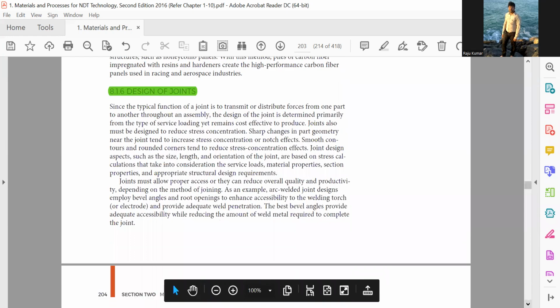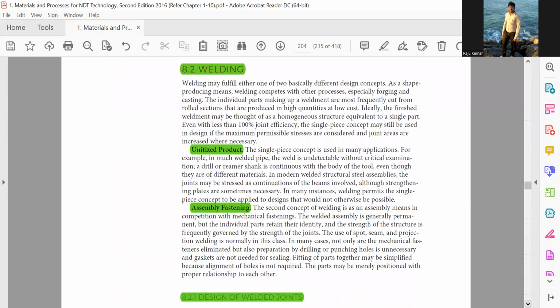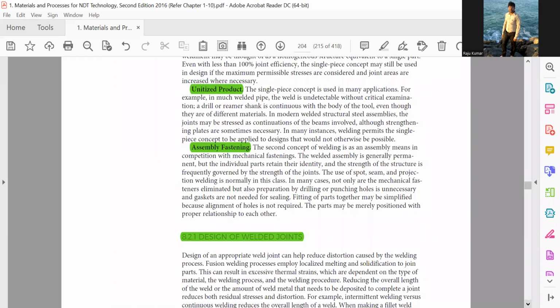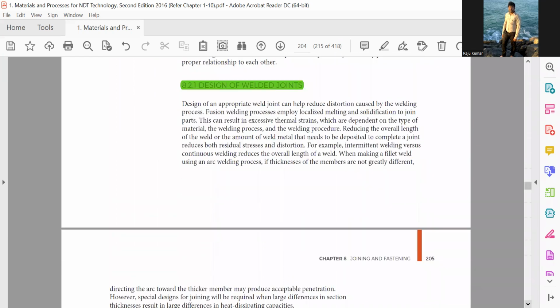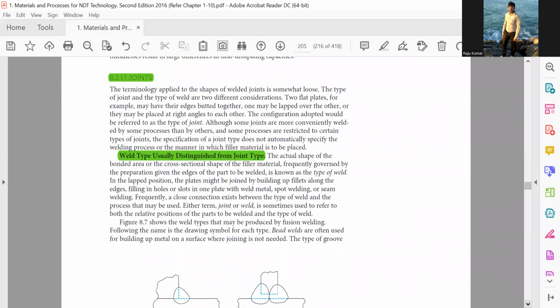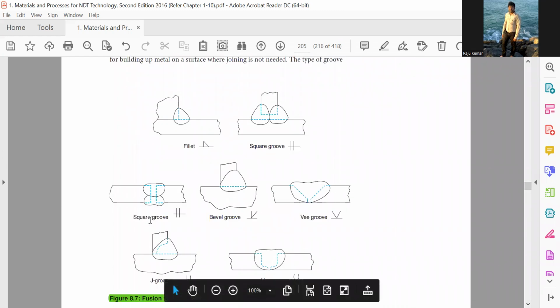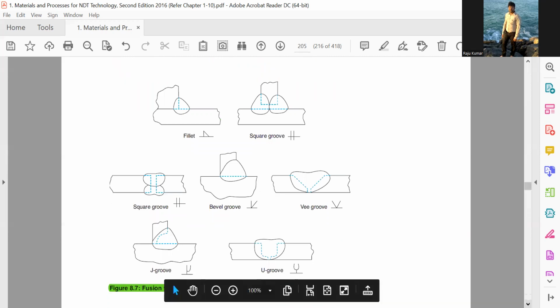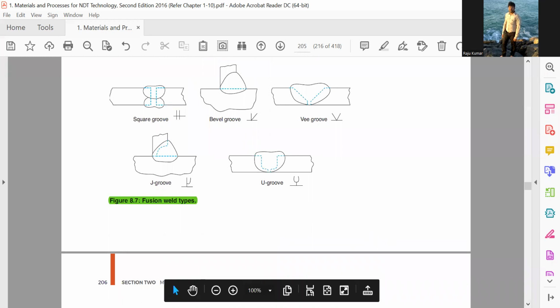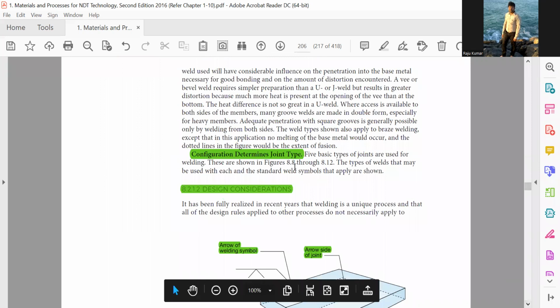So, designing the joint: welding, unitized product assembly, fastening. Design the welded joints. Weld type is usually distinguished from joint type. Weld types are fillet, square groove, bevel, V groove, J groove or U groove. Configuration determines joint type. Design consideration.